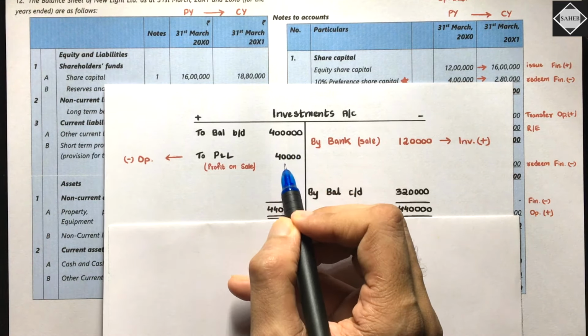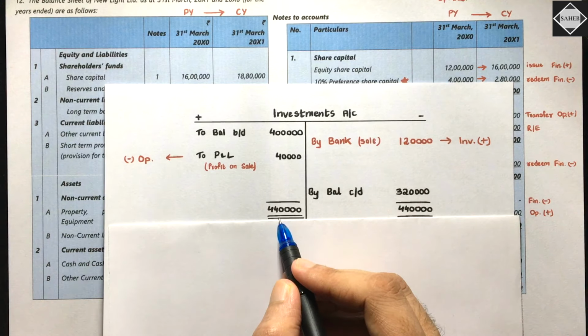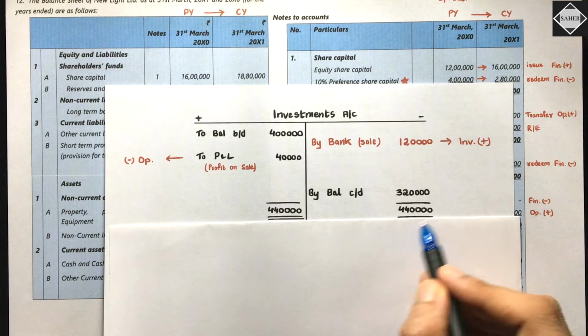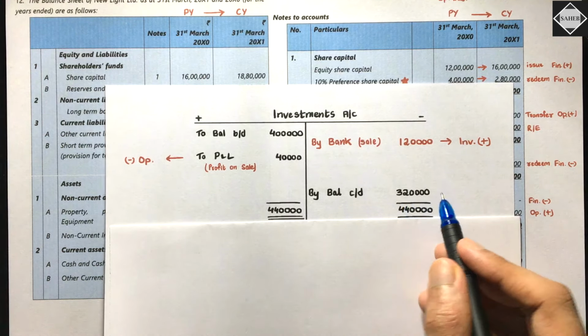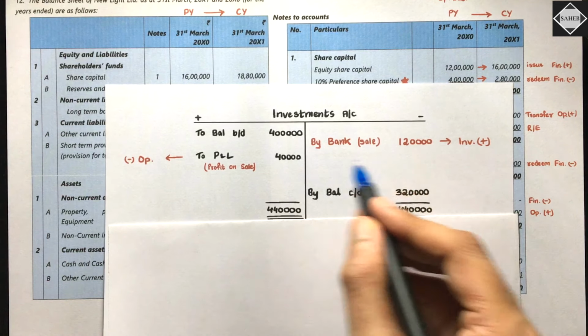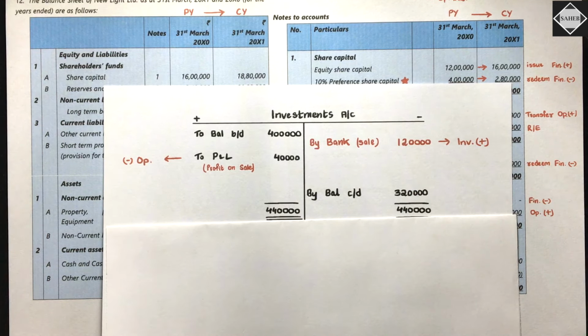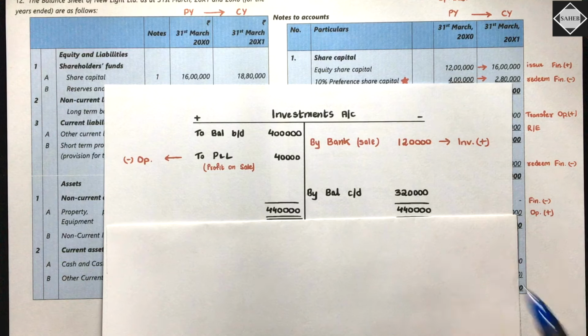So 4 lakh plus 40,000, that's equal to 4 lakh 40. 4 lakh 40 over here also, and then you will just subtract with the closing balance. You will find the sale value as a balancing figure. Is it clear? This is what you will do, 1,20,000.